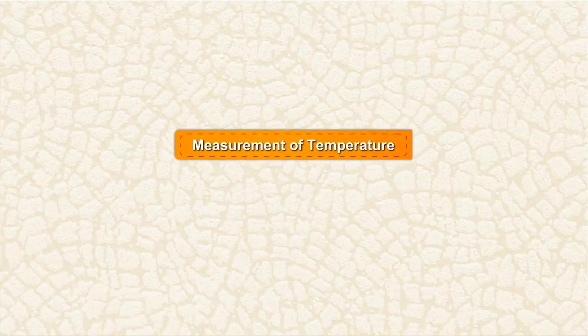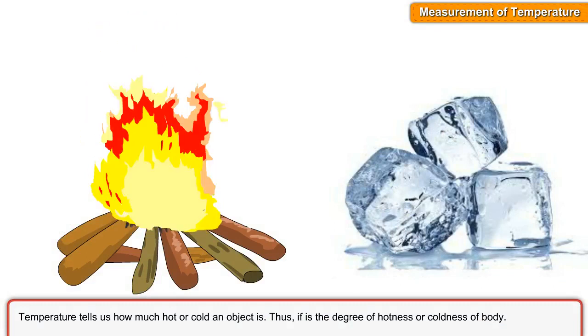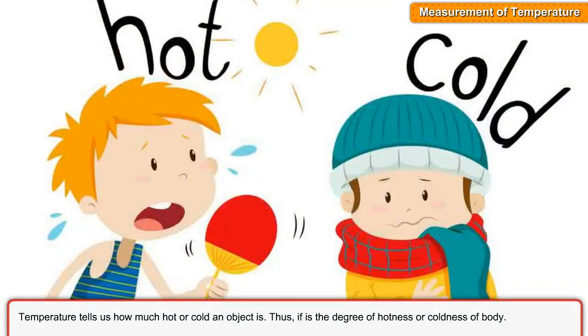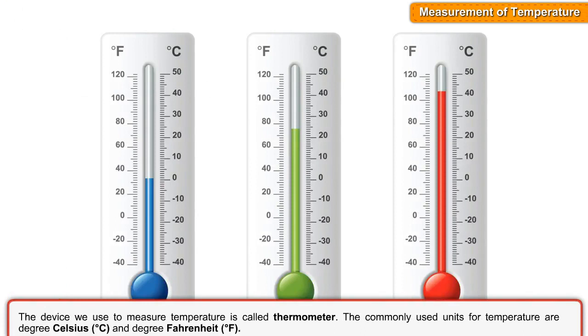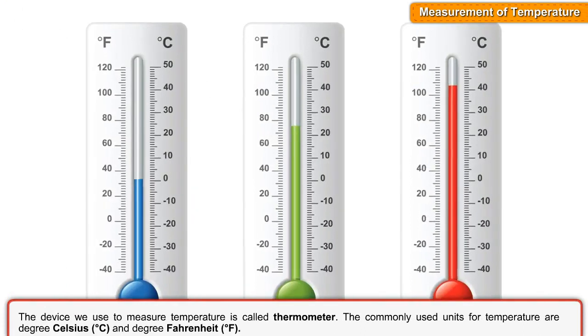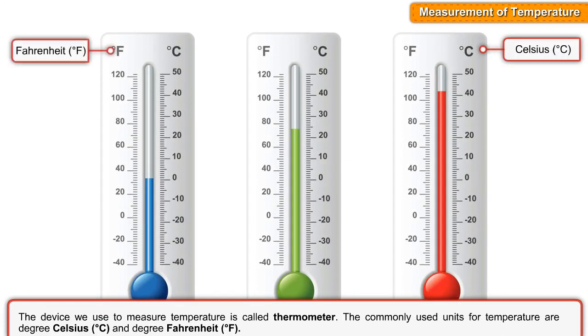Measurement of temperature. Temperature tells us how much hot or cold an object is. Thus, it is the degree of hotness or coldness of a body. The device we use to measure temperature is called thermometer. The commonly used units for temperature are degree Celsius and degree Fahrenheit.